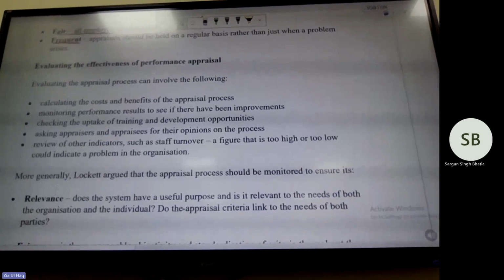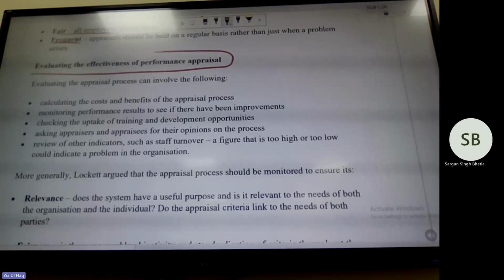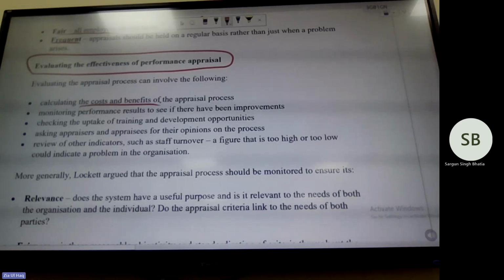Evaluating the effectiveness of performance appraisal, meaning how we can evaluate whether performance appraisal was effective or not. Calculating the cost and benefit. Obviously, appraising performance requires some time as well as cost. So you need to see whether the performance appraisal benefits are more than its cost. If benefits are more, then performance appraisal will be effective.